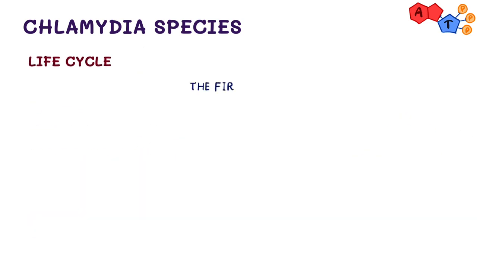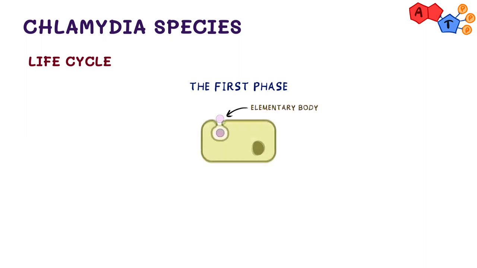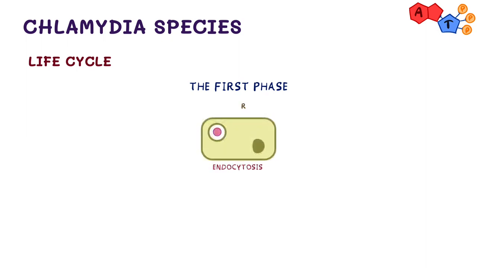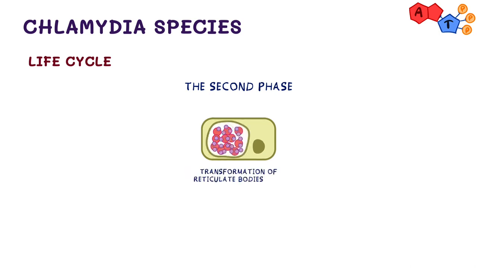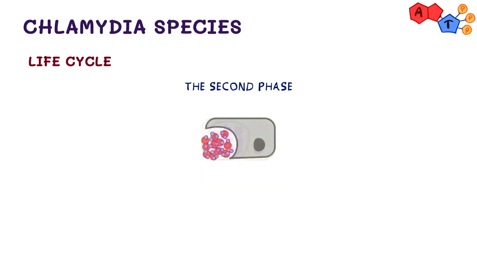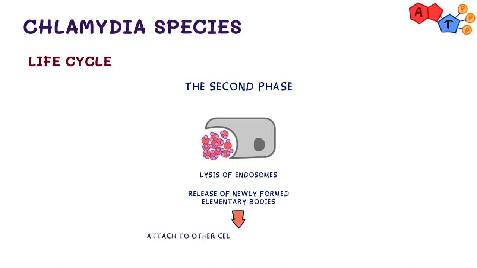Chlamydia has two phases to its life cycle. The first phase happens when the elementary body enters the cell via endocytosis and transforms into reticulate bodies in the endosome. The second phase starts with the replication of reticulate bodies in cells by fission and transformation of reticulate bodies into elementary bodies. Now the cell becomes too full, which results in lysis of endosomes and release of newly formed elementary bodies to exit the cell, where they attach to other cells to start a new cycle.